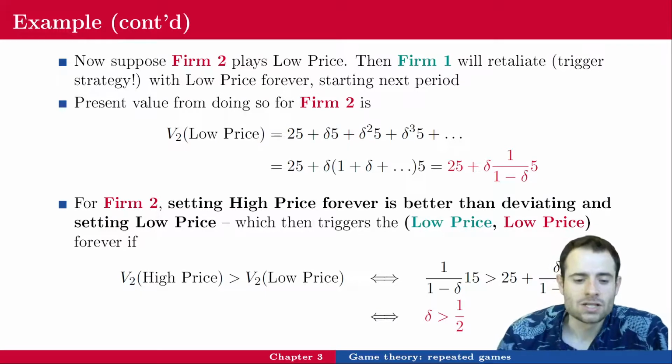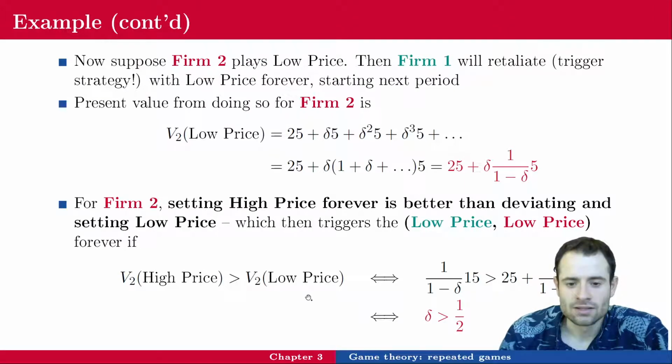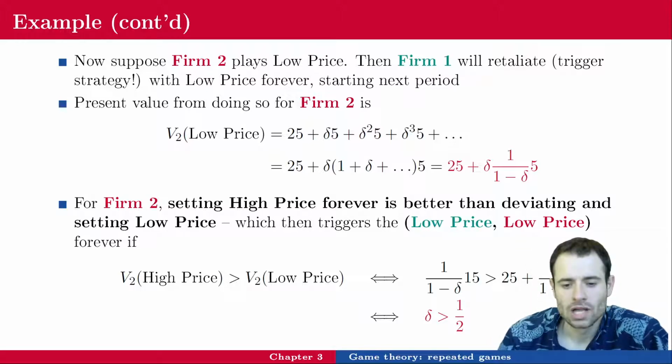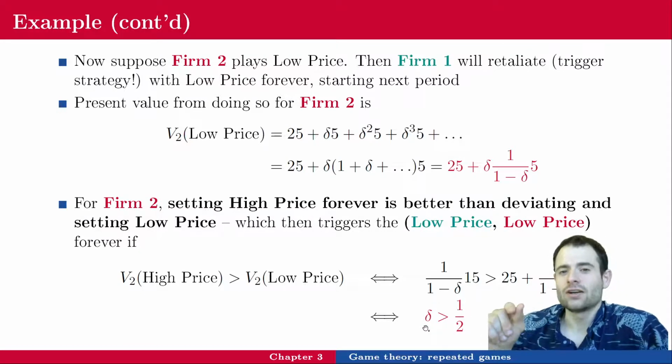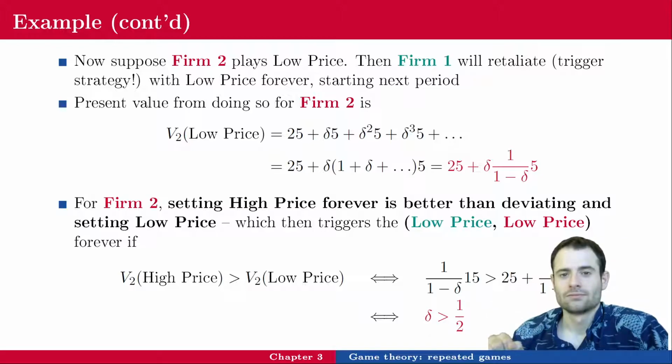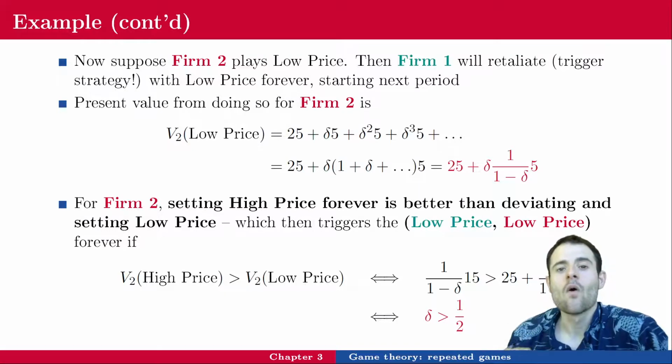Why? Because as soon as it deviates and plays low price, then it's going to get a small payoff for the rest of its life. Or, in fact, forever. So if firm 2 cares enough about the future, it will fear the punishment. And it will prefer to cooperate.